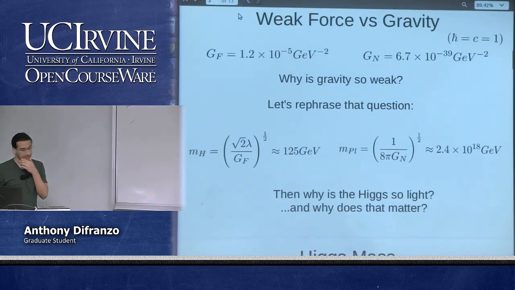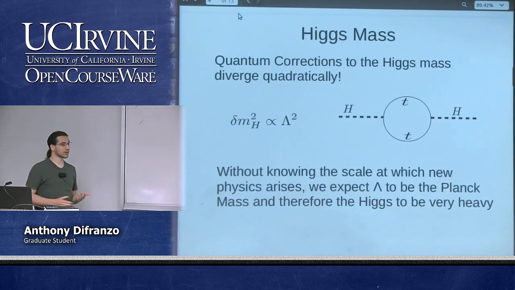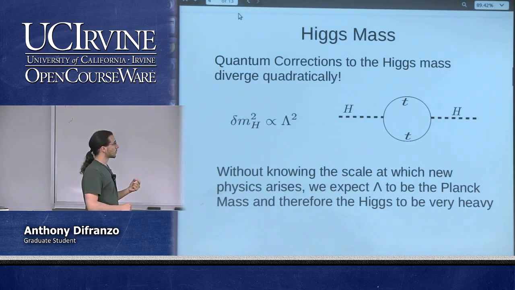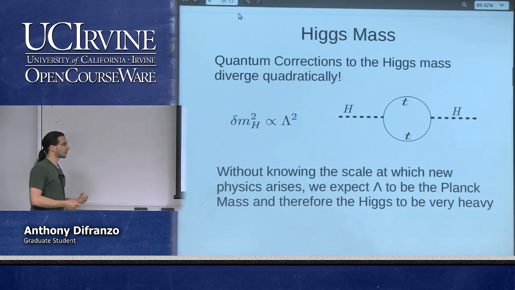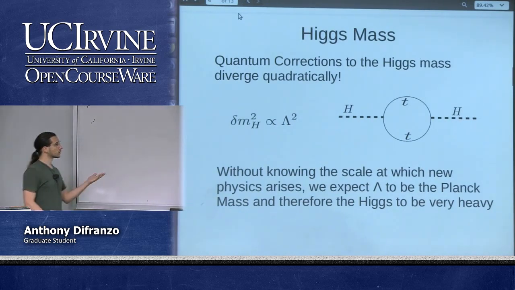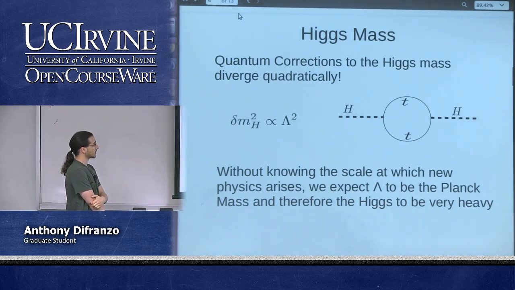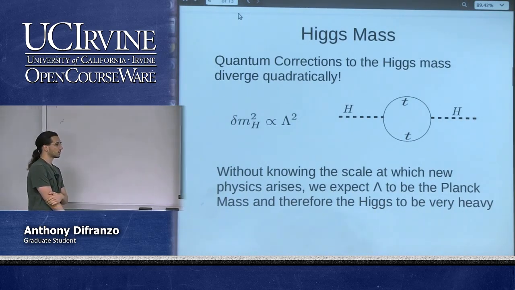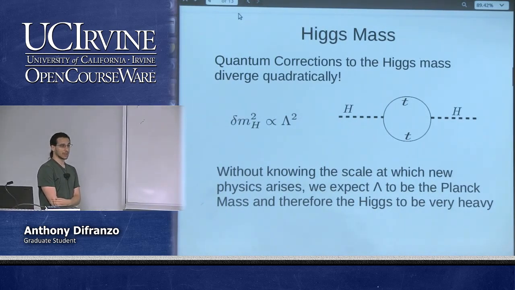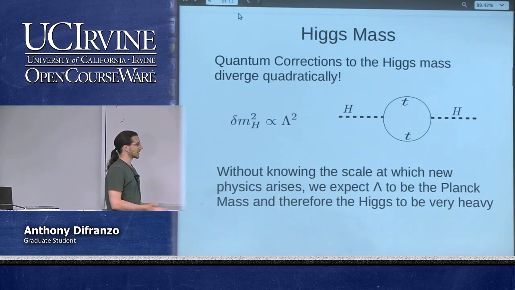But let's take this a little bit further. So let's now look at just the Higgs mass. Let's ignore everything about gravity. We know that the Higgs mass is a quantum particle, so its mass is going to have quantum corrections. You can do a loop calculation like the one I have here, which is a top loop. And you'll find that the first contribution you get diverges quadratically. And that's really bad because you can't renormalize it. And you're just kind of stuck.